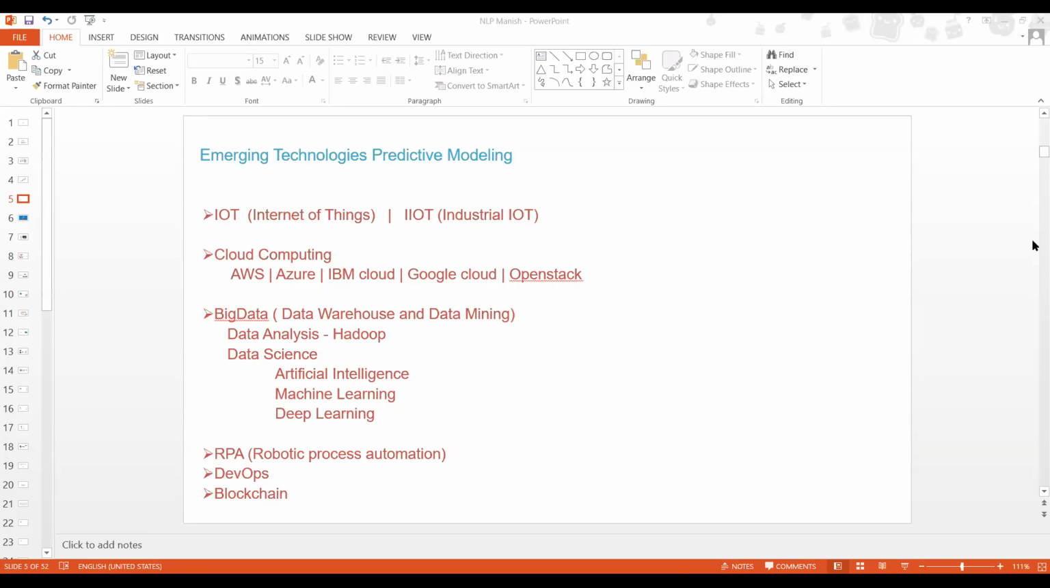The last one we have is blockchain. Blockchain we implement for security and transparency. Blockchain is not only for security, it is more for transparency operations. Like here, whatever machine learning techniques I'm implementing with the help of Python programming, I need to provide some type of security.